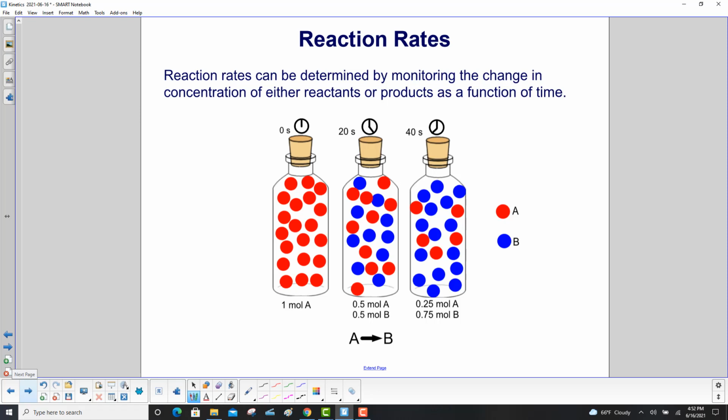Reaction rates can be determined by monitoring the change in concentration of either reactants or products as a function of time. So what do we have here? We have 1 mole of A. 20 seconds later, we have 0.5 mole of A and 0.5 mole of B. And finally, 0.25 mole of A and 0.75 mole of B.